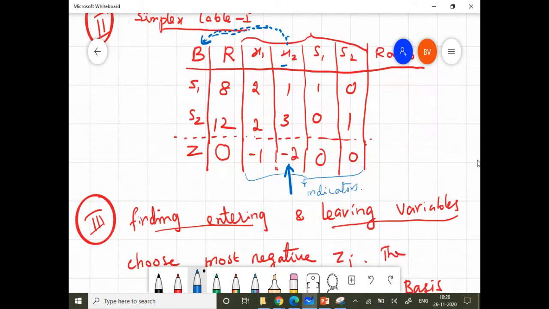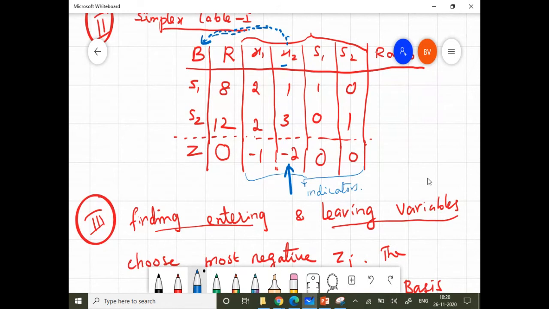So simple, just choose the most negative number. If there is no negative here, the problem is at the end. We are concluding. If there is only one negative, choose that negative. If two negatives are the same, the choice is yours. If both are -2, you can choose any variable. If there is a -3, that is our most negative. So the most negative variable column is called the entering variable column, pivot column, or key column. That variable will enter the basis in the future table.